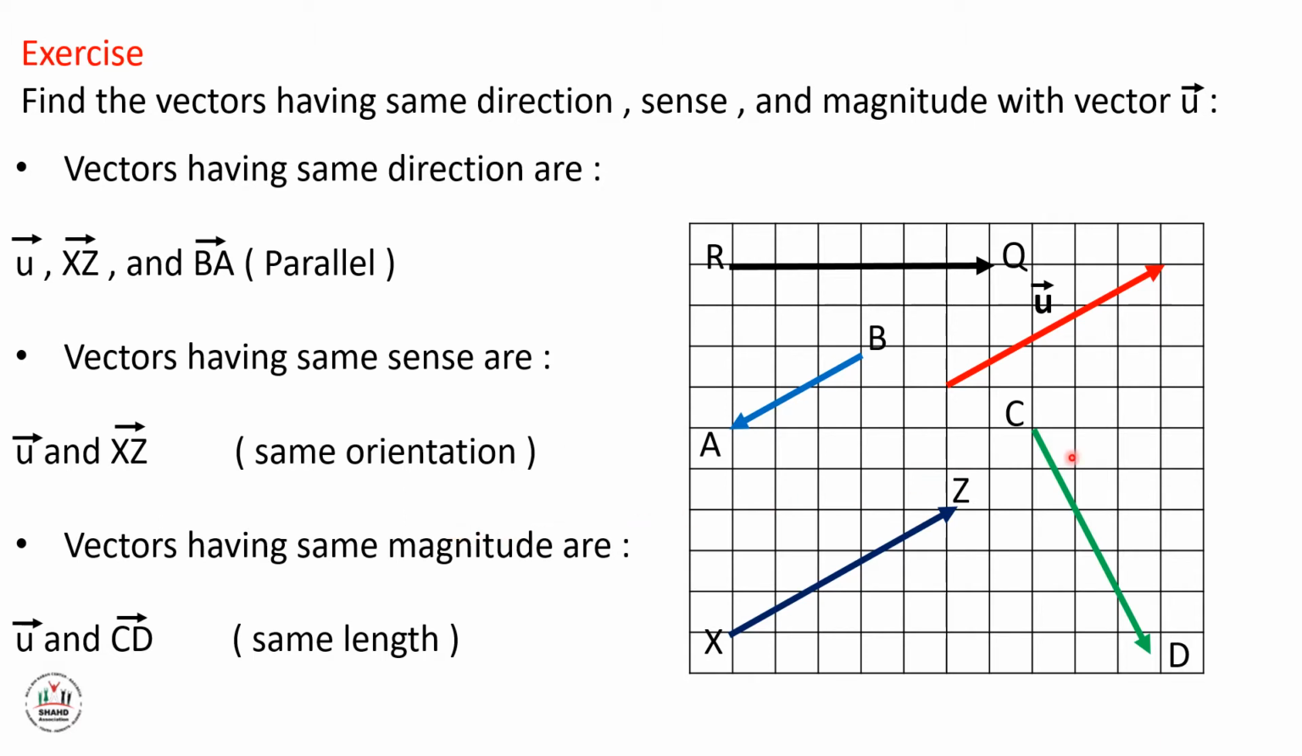Vectors having same magnitude are the vectors having same length, of course, which are U and CD. Of course, you have to use a ruler to decide or to determine the length of these vectors.